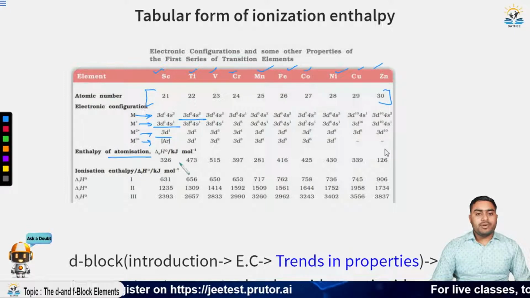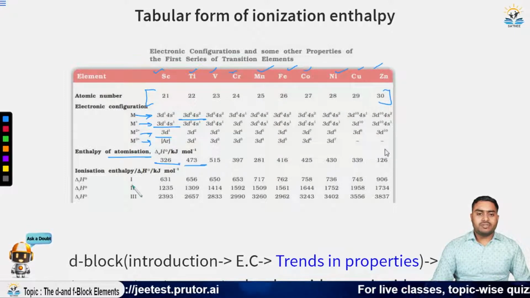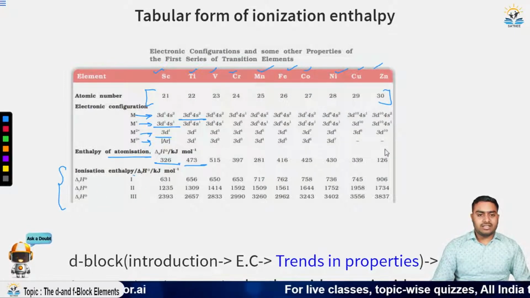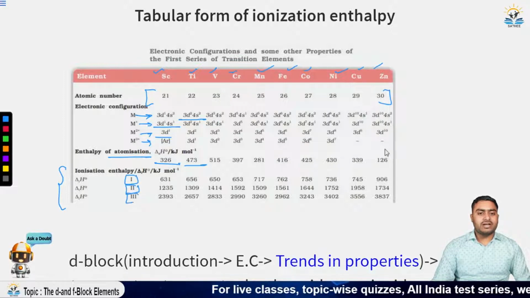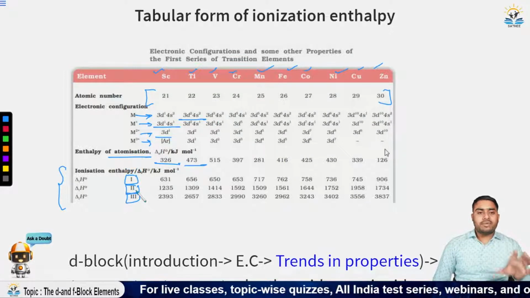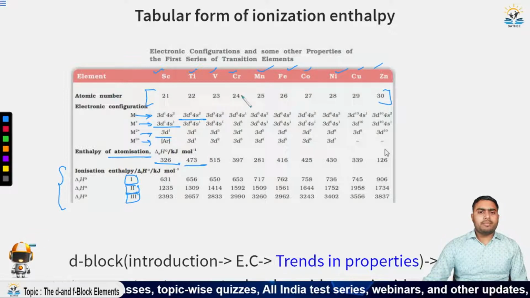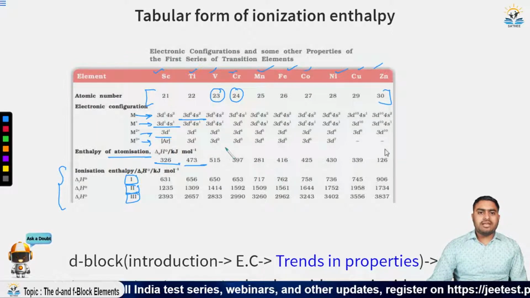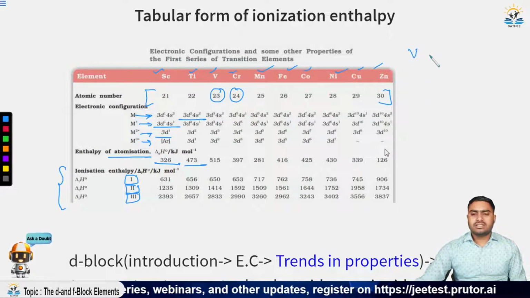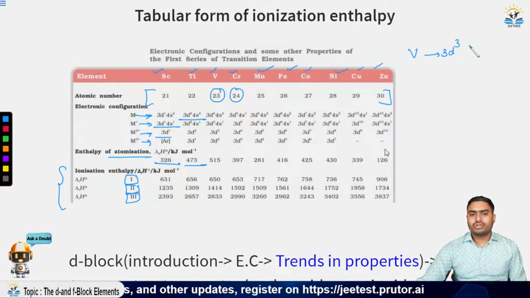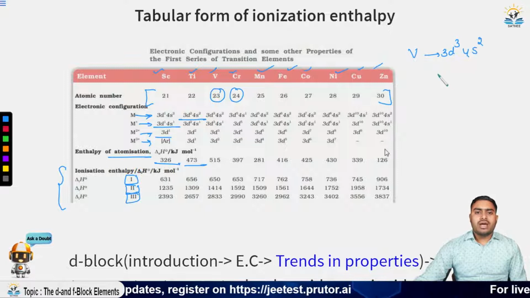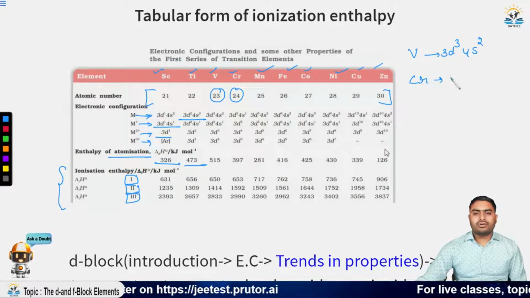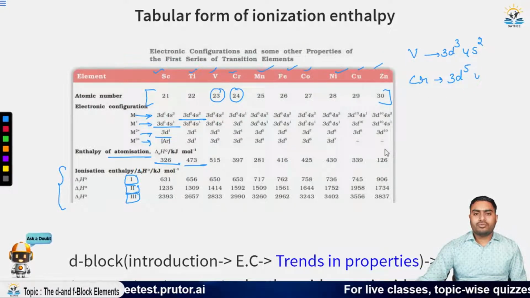What about the enthalpy of atomization? You can see the enthalpy of atomization values. My point is here the first ionization enthalpy, the second ionization enthalpy, and the third ionization enthalpy. Suppose I am comparing vanadium and chromium. Vanadium's electronic configuration is 3d3 4s2, and chromium's electronic configuration is 3d5 4s1.